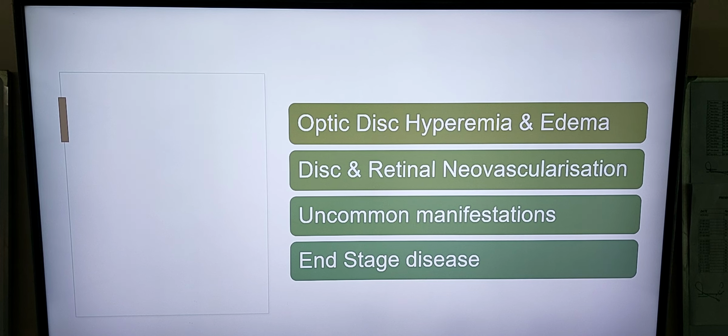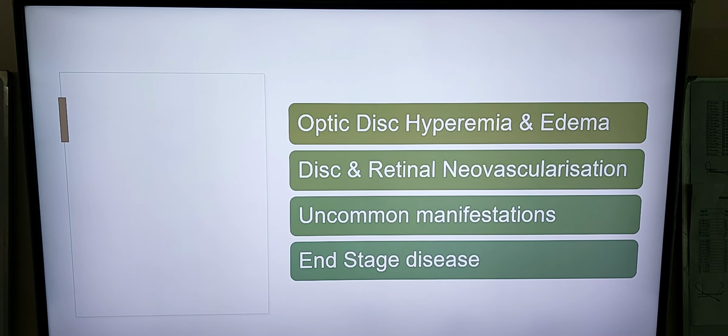It can also occur as a result of raised intracranial pressure in patients of Behcet's disease. Finally, as with all inflammatory ocular events, there is ischemia which leads to disc and retinal neovascularizations.